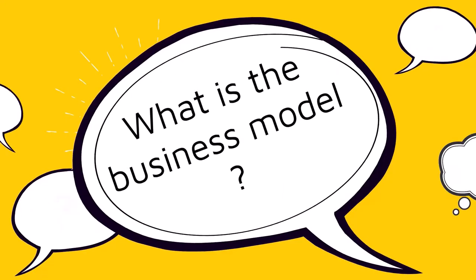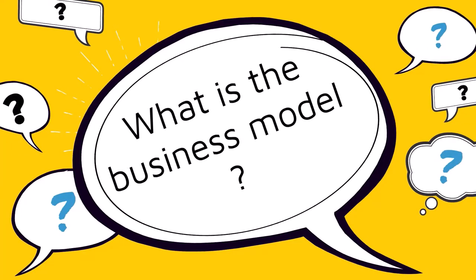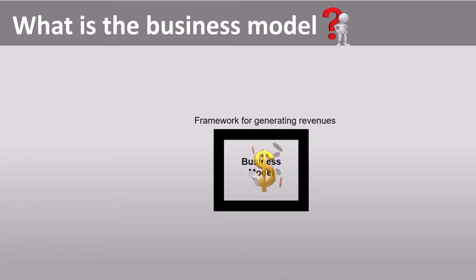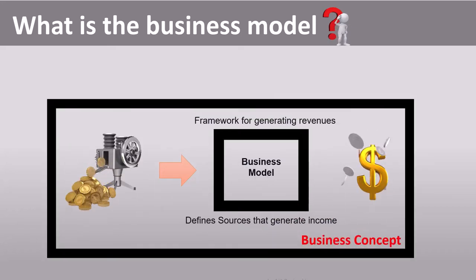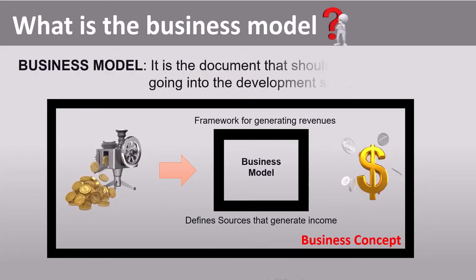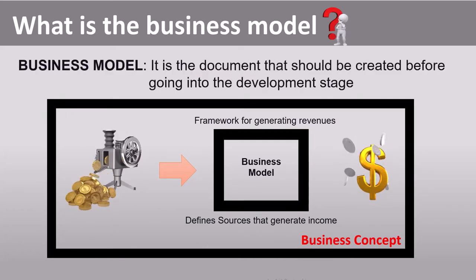Let's first understand what a business model is. A business model is a framework for generating revenues. A business model defines the sources that generate income. It is an integral part of a business concept, and it is the document that should be created before going into the development stage. Now we'll see a few examples of business models to understand it better.